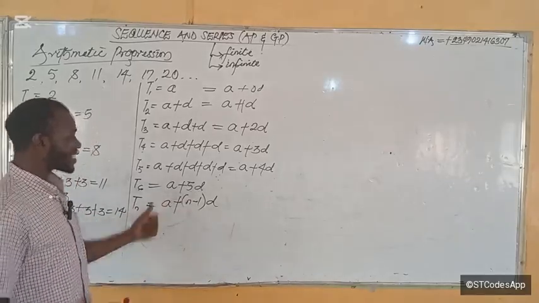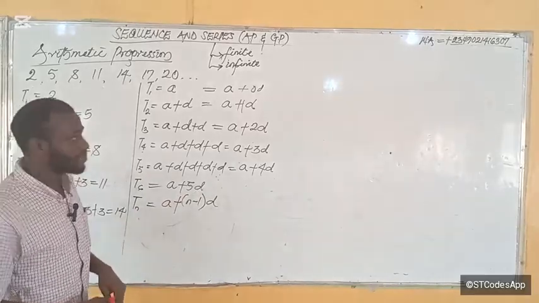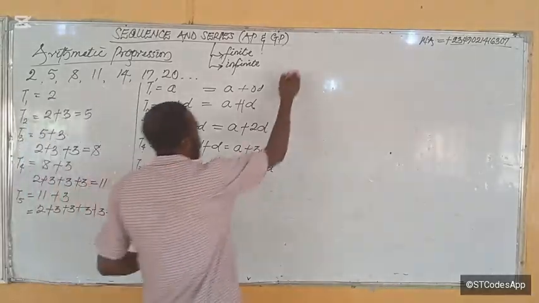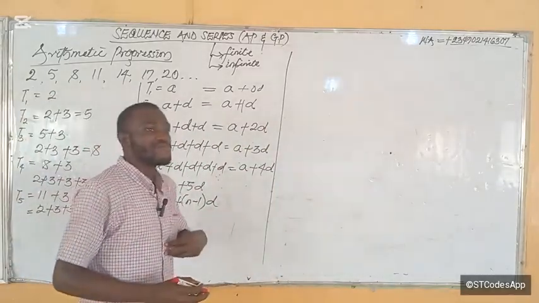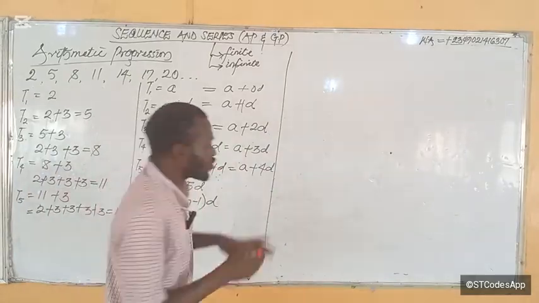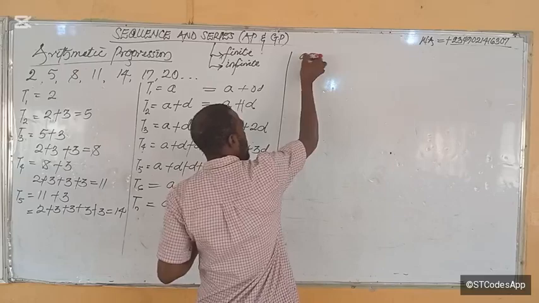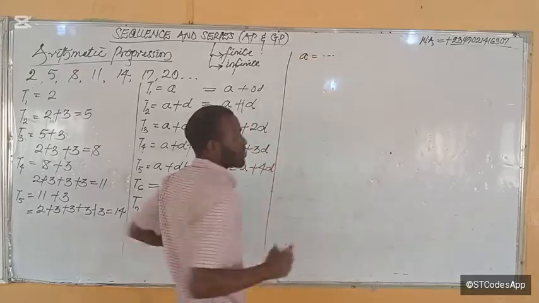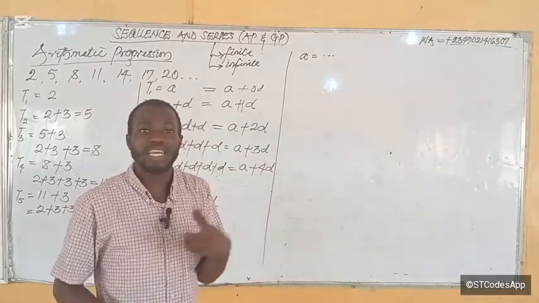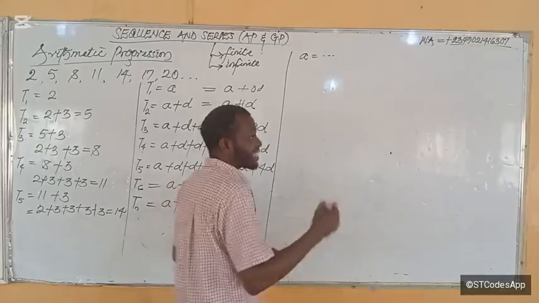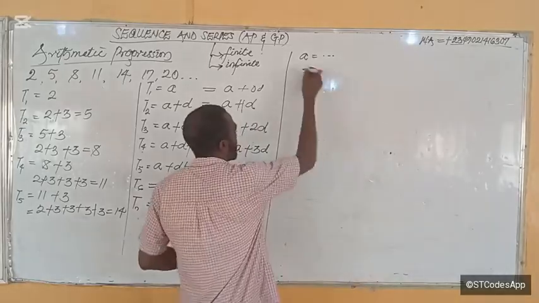Okay, so that's how to use the formula. Now let me teach you a strategy. If you are asked to solve a question and the question begins like the first term of an AP is this, just write: first term A is whatever you're given. If it says the 19th term of an AP is this, just go like this.